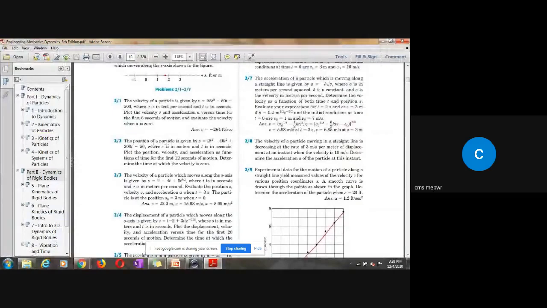The position of a particle is given by s = 2t³ - 4t² + 200t - 50, where s is in meters and t is in seconds. Plot the position, velocity, and acceleration as a function of time for the first 12 seconds of motion, right?